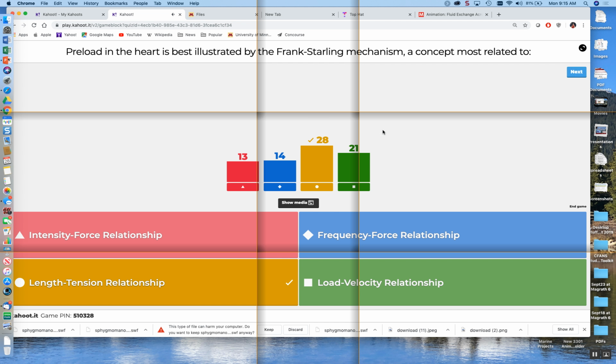All right. Looks like we were kind of all across the board on this one, but yes, 28 of you got that right. It is the length-tension relationship. So let me explain this. The more blood that you force into the ventricle, remember end diastolic volume, the more it stretches the cardiac muscle towards optimal length, optimizing the actin-myosin cross bridges and giving you a more forceful contraction. That is the length-tension relationship. That blood that's being forced into the ventricle is setting the length prior to stimulation. All right, that's called preload.